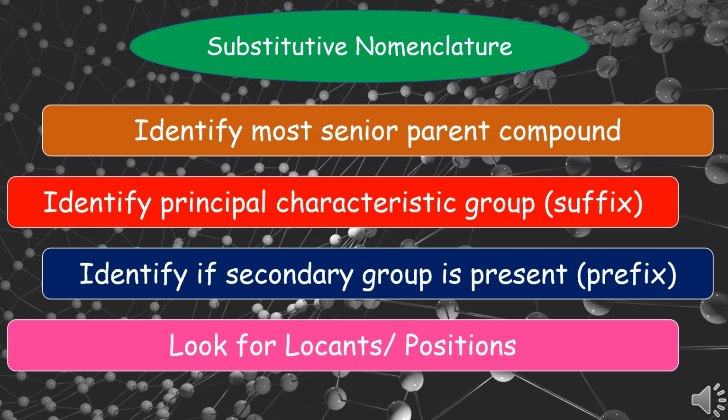In brief, a systematic name is based on the name of the most senior parent compound in which the substitution of hydrogen atoms is represented by a suffix for the principal characteristic group. Prefixes represent less senior characteristic groups and other substituent groups, and locants specify their locations. So, after getting a crisp idea about nomenclature, let's start doing some examples with the help of some rules.